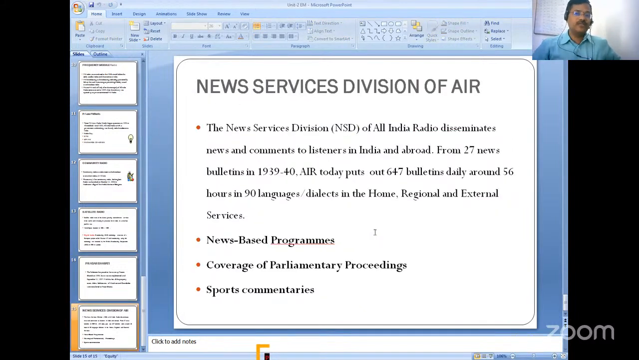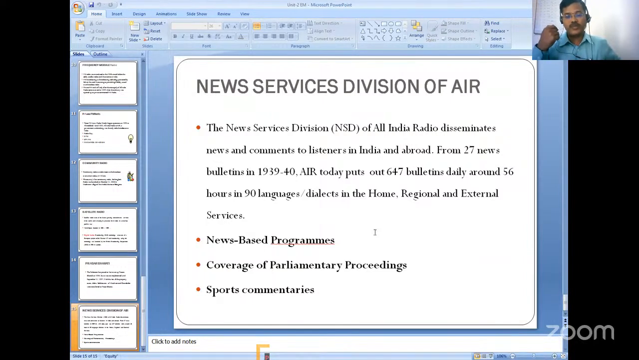News Services Division of AIR. The News Service Division of All India Radio disseminates news and comments, and we have discussed the radio features, to listeners in India and also abroad. There were some 27 news bulletins in 1939-40. AIR today puts out more than 650 bulletins daily, around 50 hours, in 90 languages and dialects, in the home, regional and external services also.